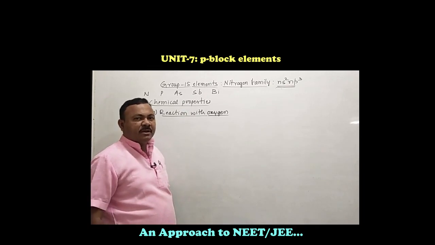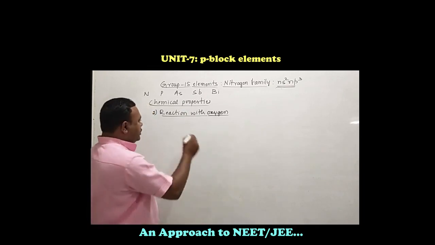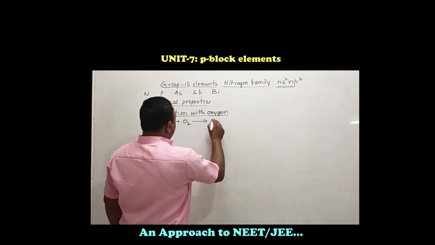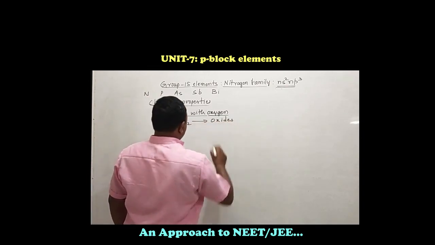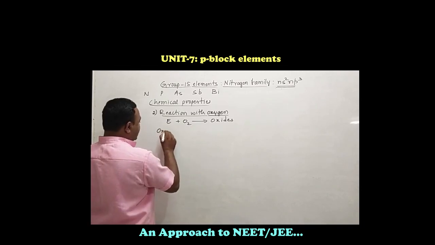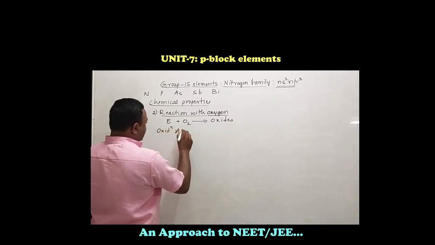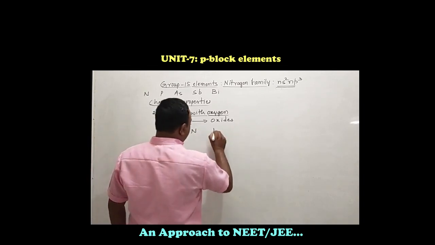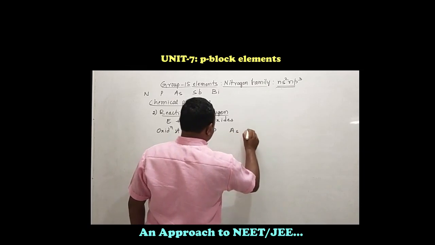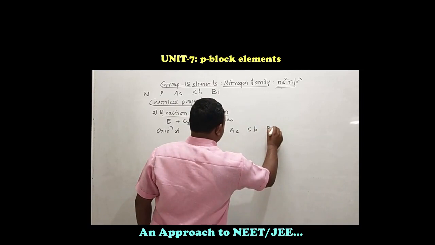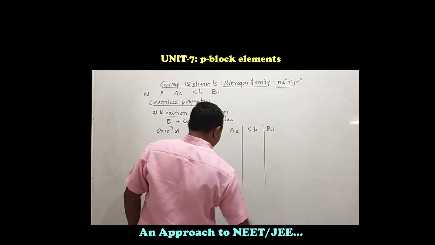Let us go for the next chemical property, reaction with oxygen. When the group 15 elements are reacting with oxygen, they are giving corresponding oxides. Now we are going to make a table by considering all these factors. First column let us take for oxidation state. Second column is for nitrogen oxides. We are going to continue like this: phosphorus, arsenic, antimony, and bismuth. So like this we are going to make a table.